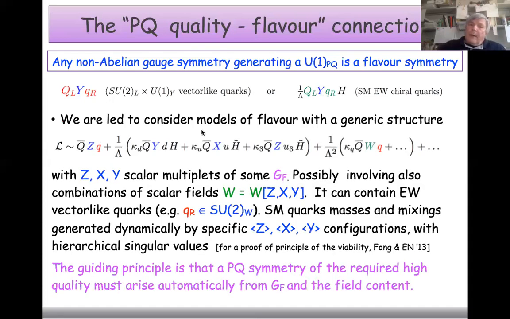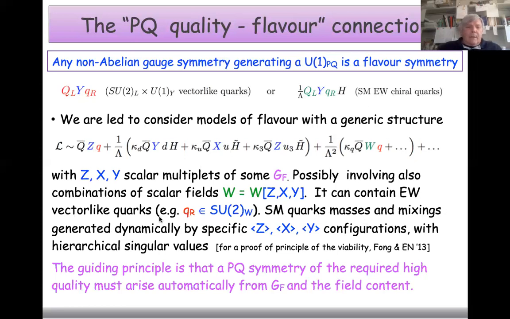So following this line of thought, we are led to consider models of flavour with a generic structure. There might be vector-like quarks with a renormalizable coupling. Then we have to couple the standard model, or in general electroweak chiral fields. There will be a certain number of multiplets transforming under the flavour symmetry, and possibly there will be higher order operators, where these new scalar insertions can be constructed by contracting indices of the fundamental fields. So we have to keep our mind open that if we follow the Peccei-Quinn quality, we should not be shy to introduce new quarks and possibly more than one scalar field.